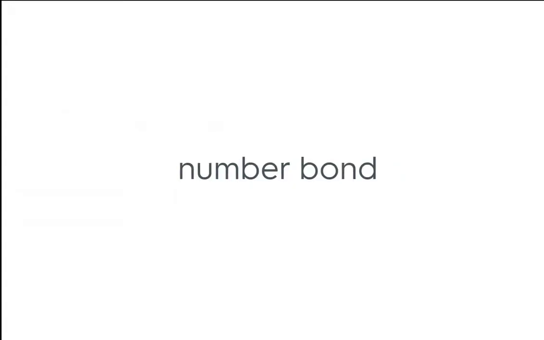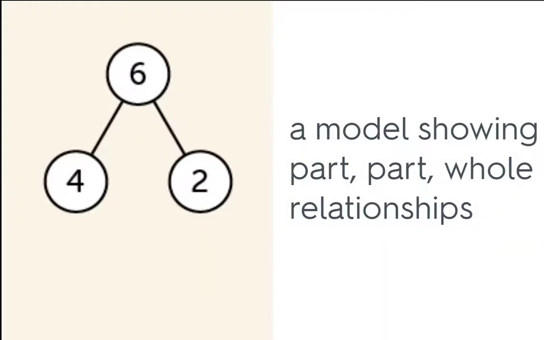Finally, a number bond. A number bond is a model showing part-whole relationships. Basically, in this example here, 6 is your total, and then you have 4 and 2. Those are pieces. We're going to talk today about the pieces that make up a whole. And with equations, it goes the other way. They give you the whole, and you have to find one of the pieces or one of the parts.